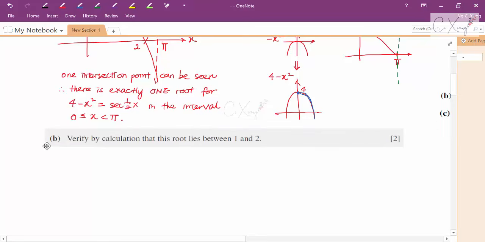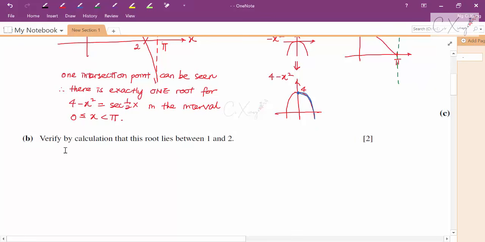Okay, so for part number B, they want us to verify by using the calculation that this root actually lies between 1 and also 2. Okay, so to prove that this root lies between 1 and 2, we need to refer to the original equation first. So we are having the original equation where 4 minus x squared equals secant half x.